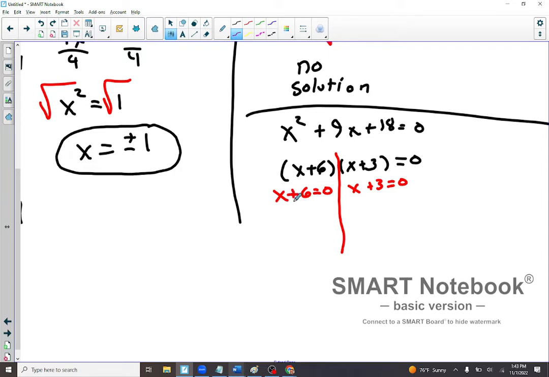So x plus 6 equals 0, so x equals -6 is one of my answers. And x plus 3 equals 0, so x equals -3.